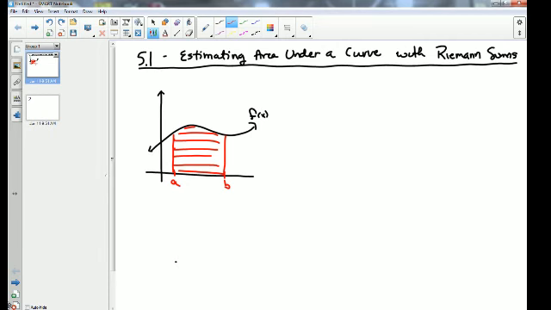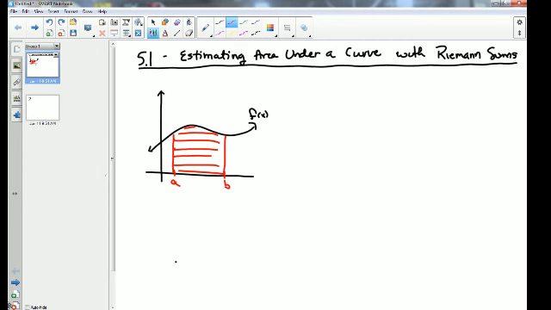Woo! Right? So what we're going to focus on first is how do we estimate. So what is chapter 5? Chapter 4 is derivatives. Chapter 5 is calculating integrals. Chapter 6 is applying integrals. That's the rest of our year, basically.